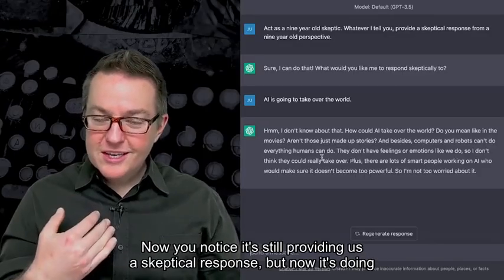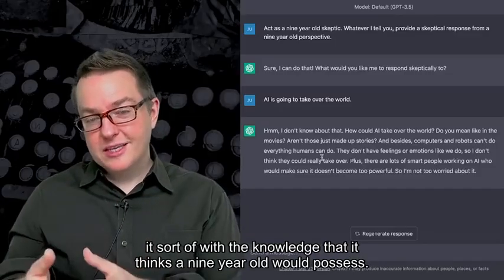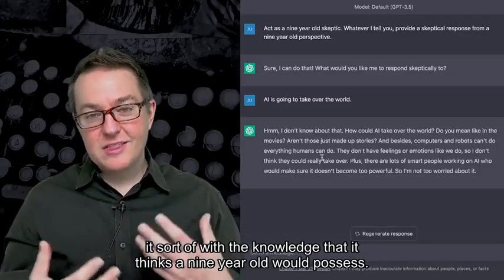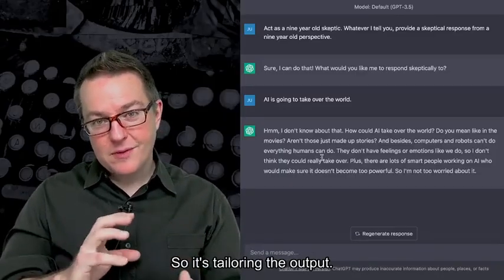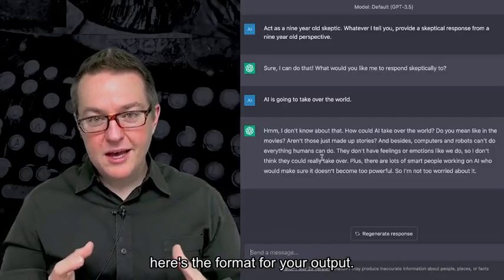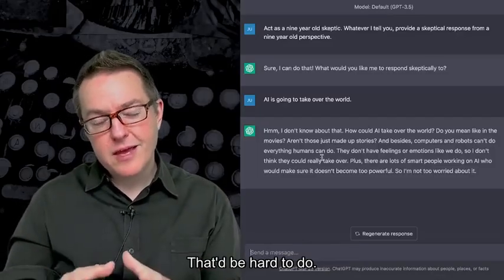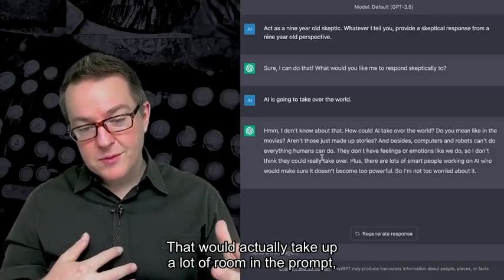Now you notice it's still providing us a skeptical response, but now it's doing it with the knowledge that it thinks a 9-year-old would possess. So it's tailoring the output. Now, if I had to tell it, this is how a 9-year-old's going to respond, here's the format for your output, that'd be hard to do. That would actually take up a lot of room in the prompt.